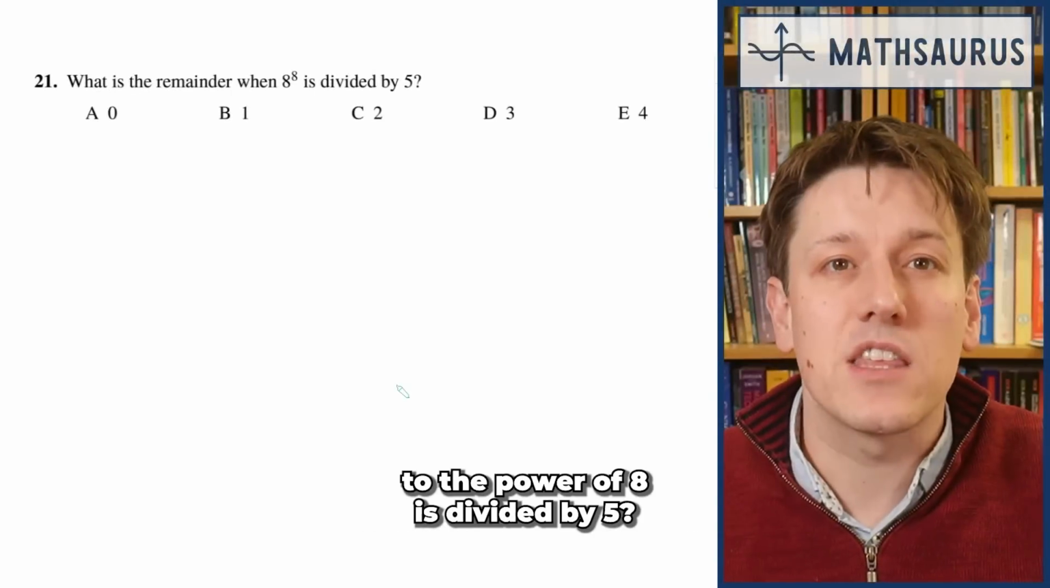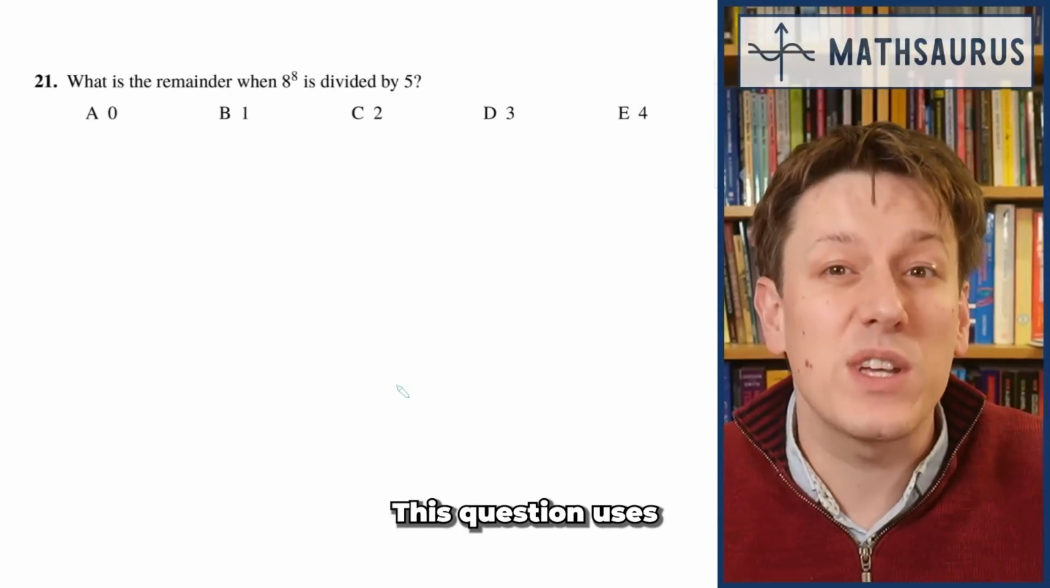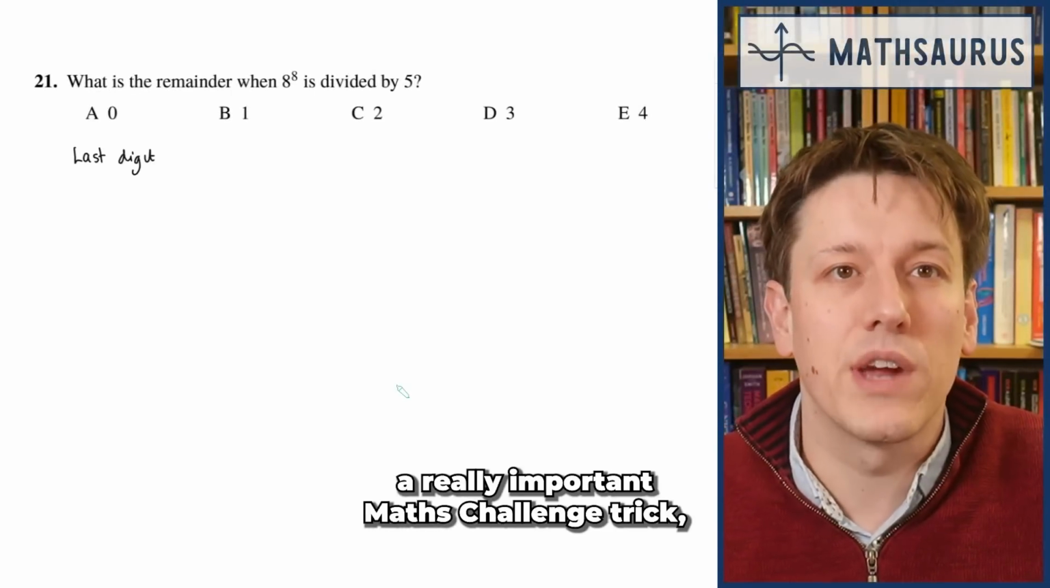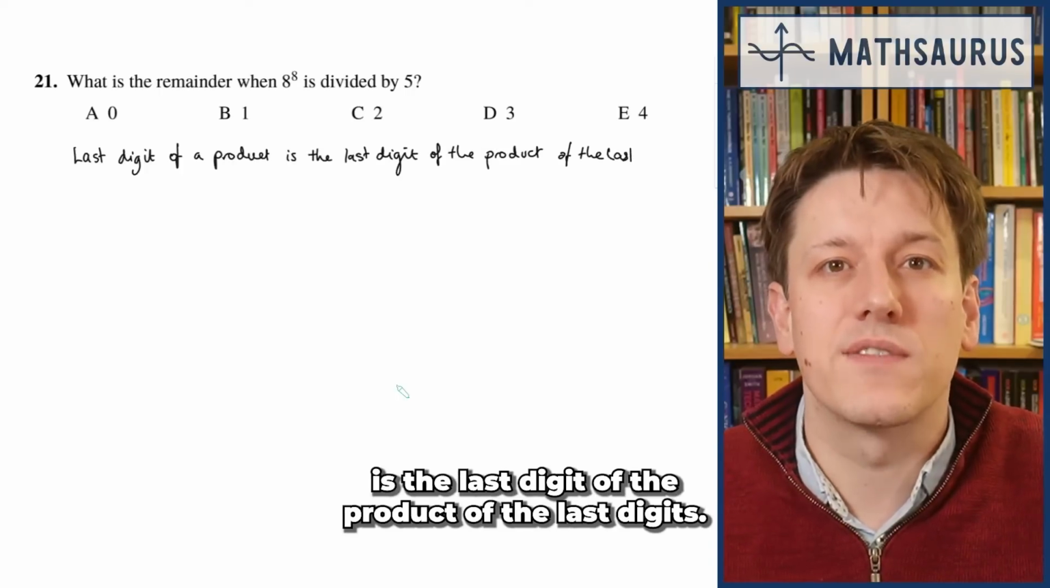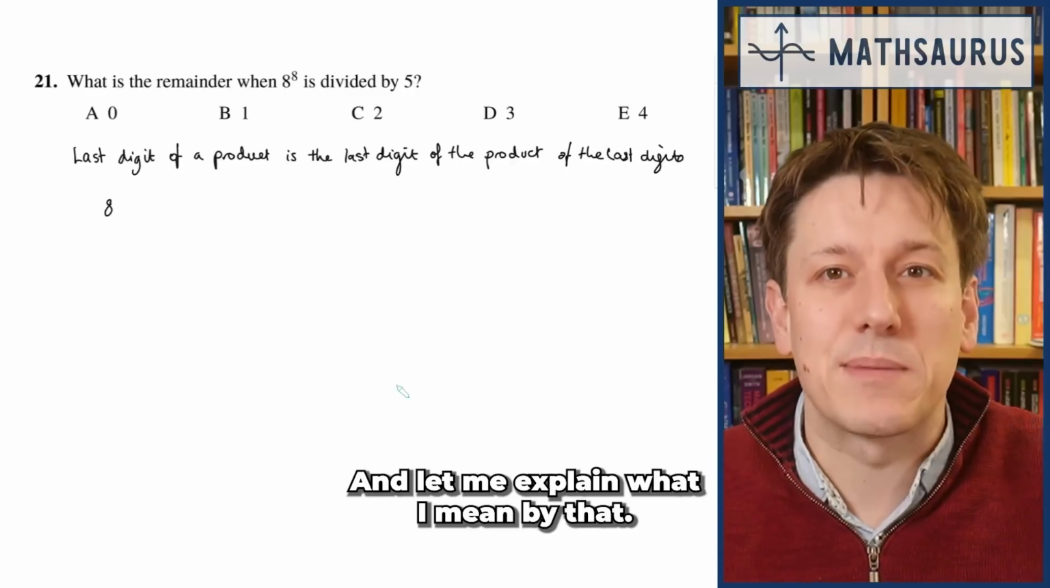What is the remainder when 8 to the power of 8 is divided by 5? This question uses a really important maths challenge trick, which is that the last digit of a product is the last digit of the product of the last digits, and let me explain what I mean by that.